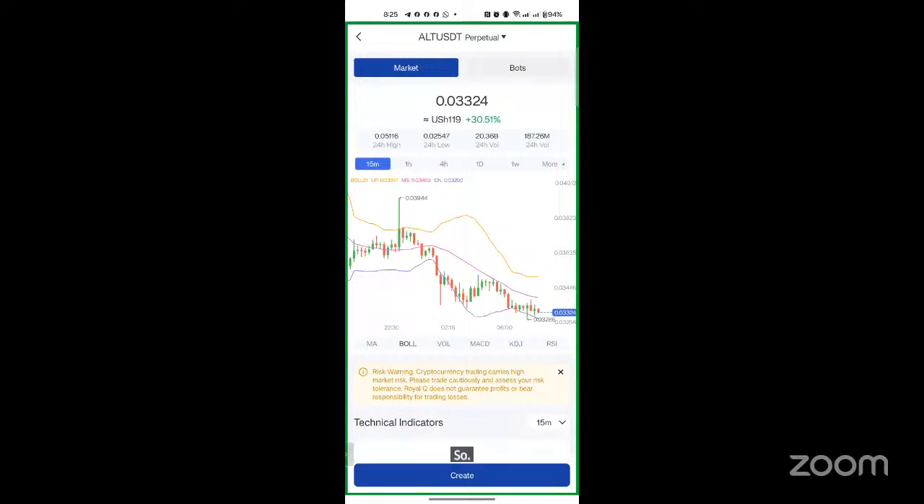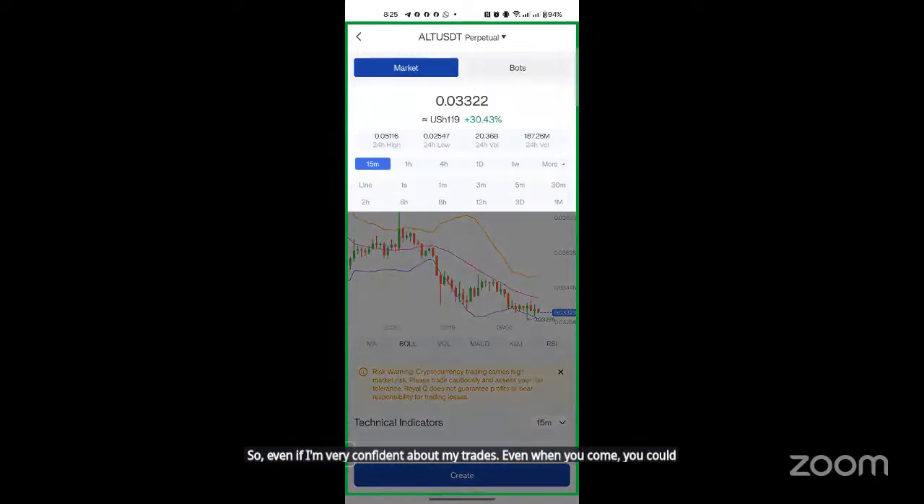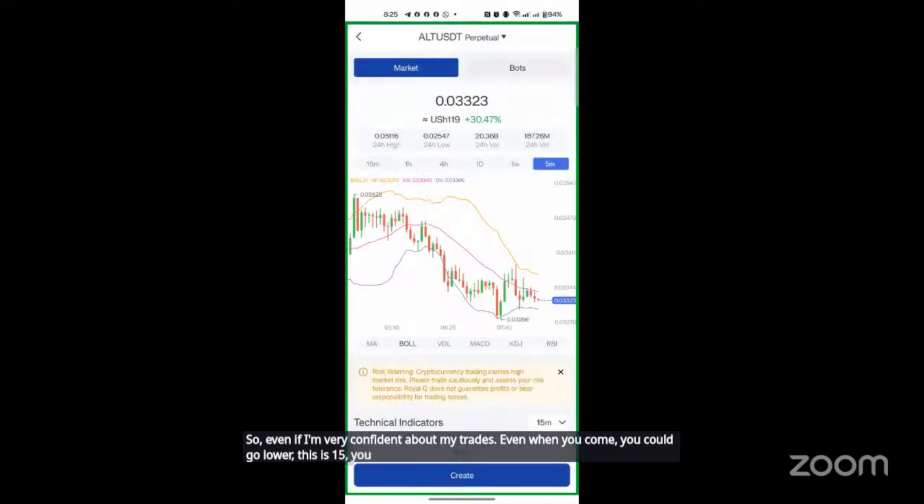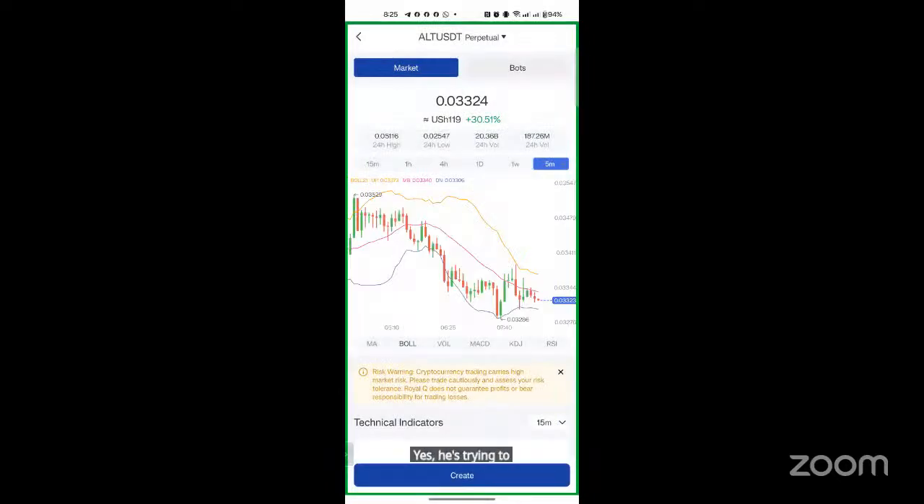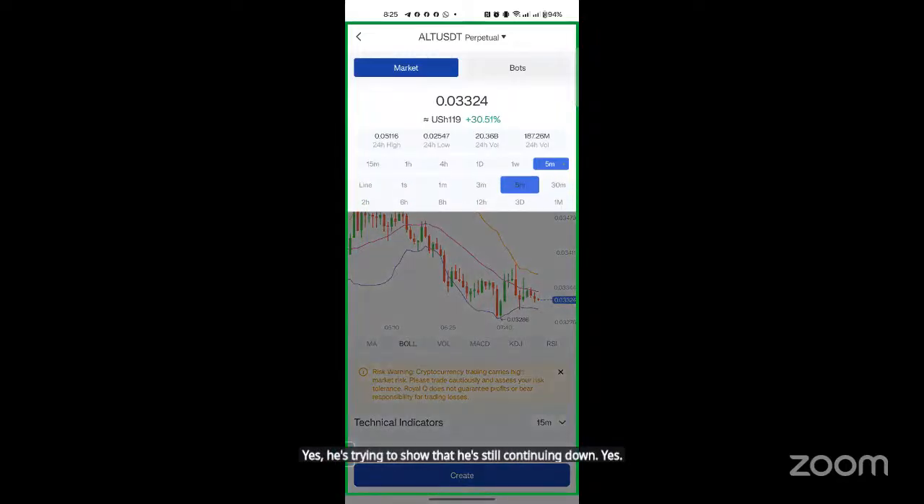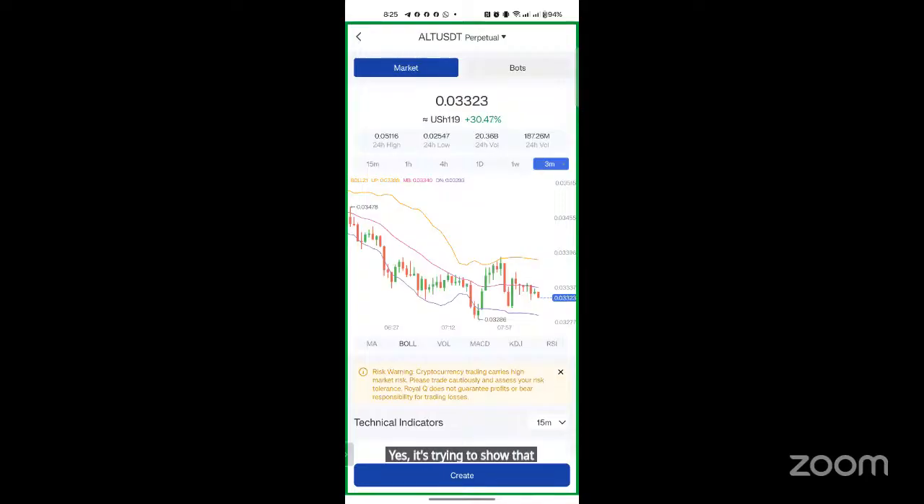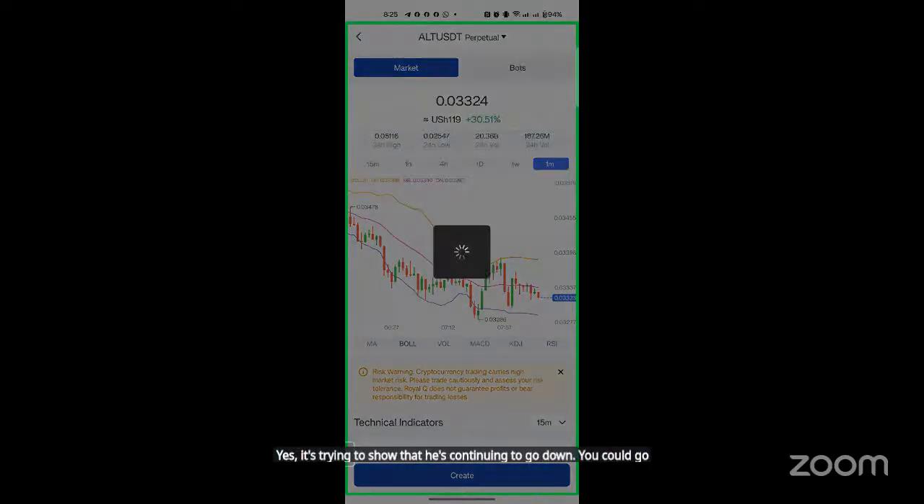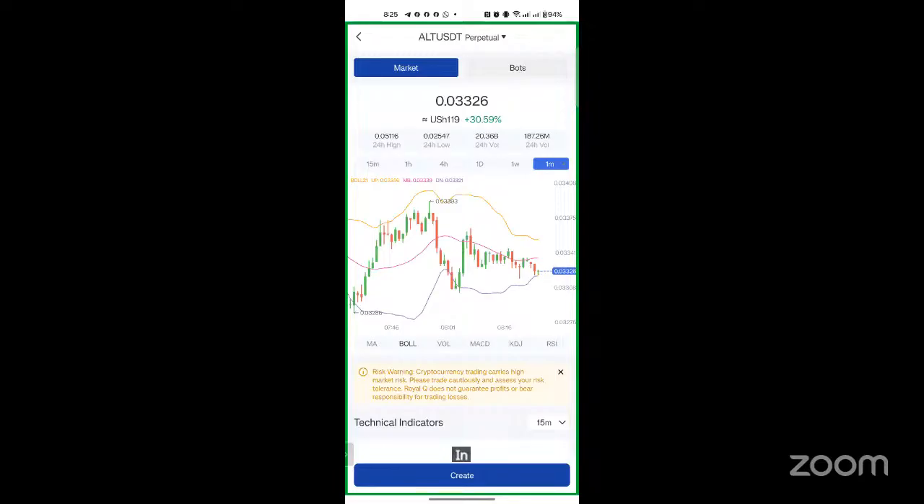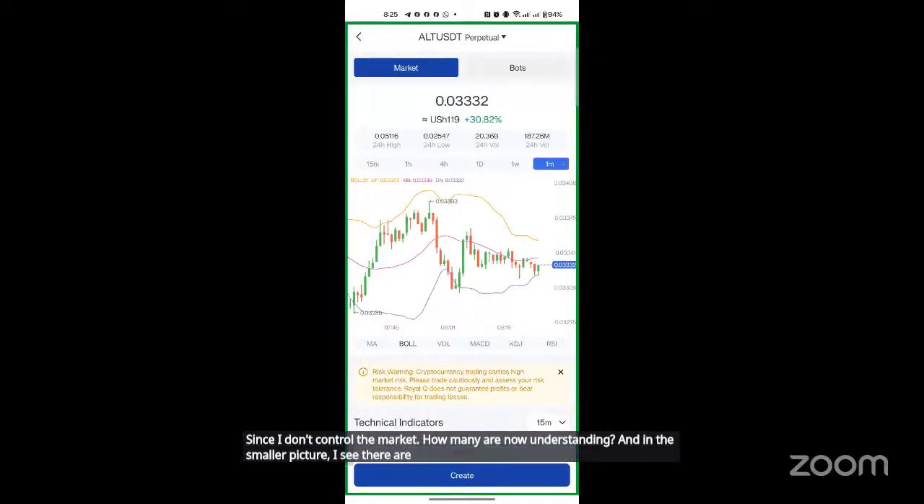So even if I'm very confident about my trades, you could go lower. This is 15 minutes. You go to 5 minutes. Yes, it's trying to show that it's still continuing down. You could go lower to 3 minutes. Yes, it's continuing to go down. You could go lower to 1 minute. In 1 minute, already the coin has been oversold. So basically, since I don't control the market, how many are now understanding? And in the smaller picture, I see there are higher chances of this coin rising.